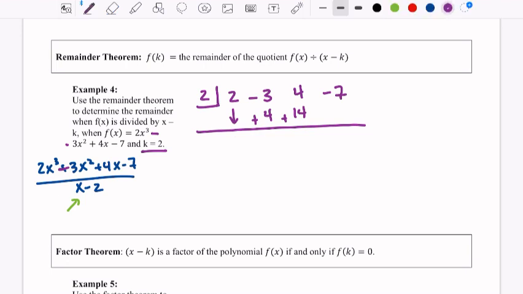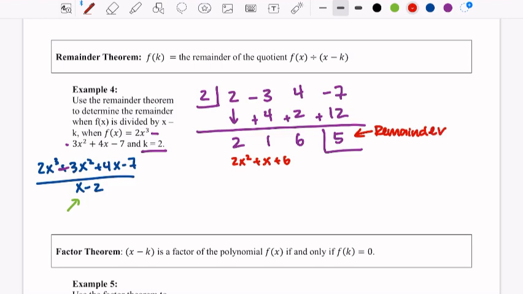Okay, so negative 3 plus 4 was 1. 1 times 2 was 2. There we go. 4 plus 2 was 6. 6 times 2 was 12, and then negative 7 plus 12 is 5. Let me get that 2 there. Okay, so we did all of this. So I know that my resulting polynomial when we divided was 2x squared plus x plus 6, okay? And we had a remainder of 5.